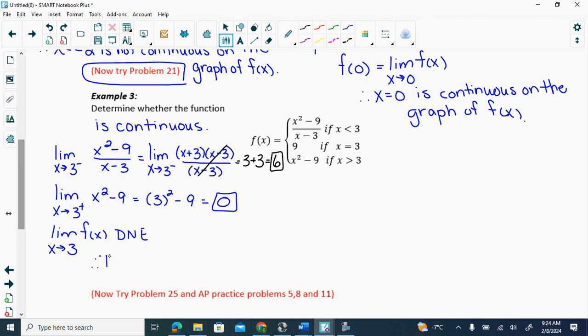Therefore, the graph is not continuous. So would you say not continuous? It's 3. Sure.